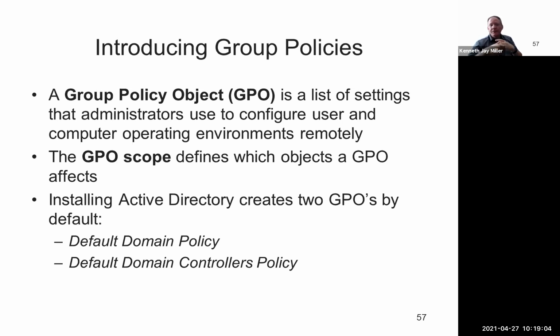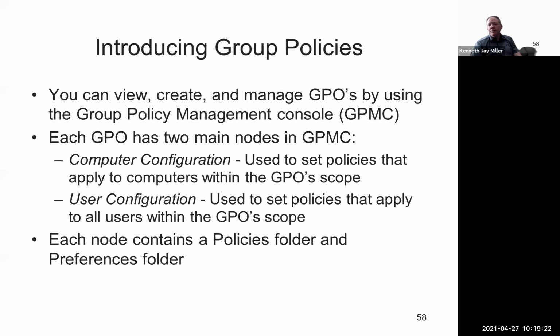Now, by default, there are two group policy objects, GPOs, created: the default domain policy, and then the default domain controllers policy. So one goes to everybody in the domain, then one is just for the domain controllers. Now you can view, edit, create, and manage all of that with the group policy management console, which we've been in. And there are two main nodes, the computer configuration and the user configuration, and each node contains policy folders and preferences.